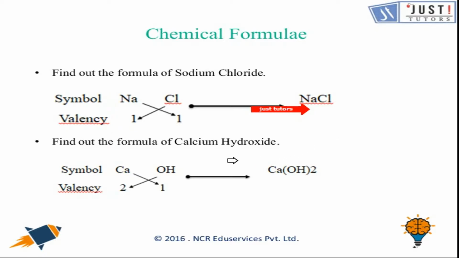Similarly with calcium hydroxide, underneath calcium we have a valency of two, and hydroxide, OH, has one valency. When we cross over their valencies it becomes Ca(OH)2, or calcium hydroxide.